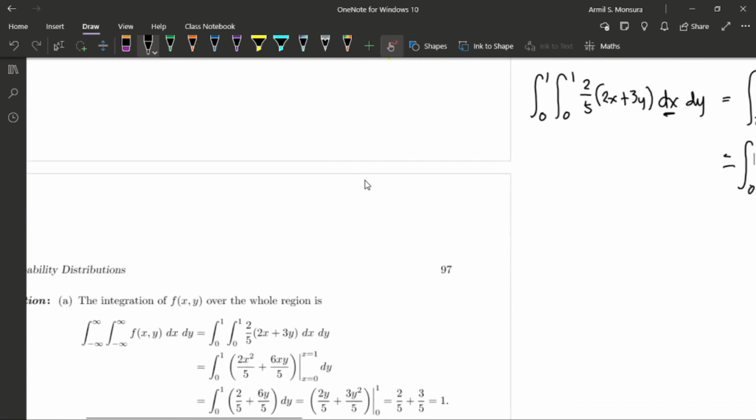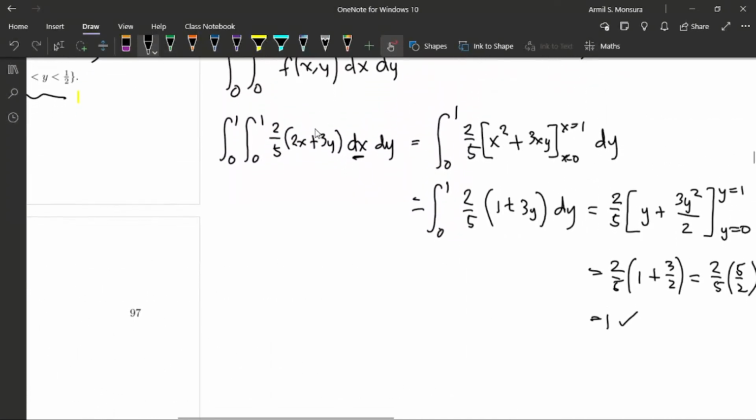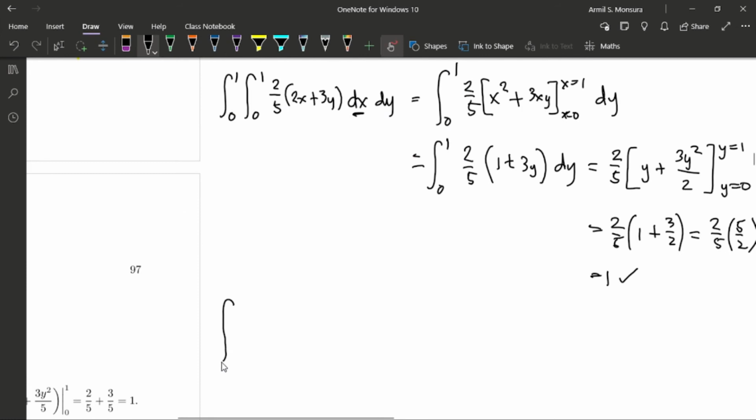Okay? So, ulit natin itong proseso ng double integration na to. It's just that for x, ang limits natin would be from 0 to 1/2. Okay? And for y, ang limits natin is from 1/4 to 1/2. So this is again 2/5 of (2x plus 3y) dx dy. Okay? Again, uunahin natin yung innermost integral or innermost differential when we integrate. Okay?